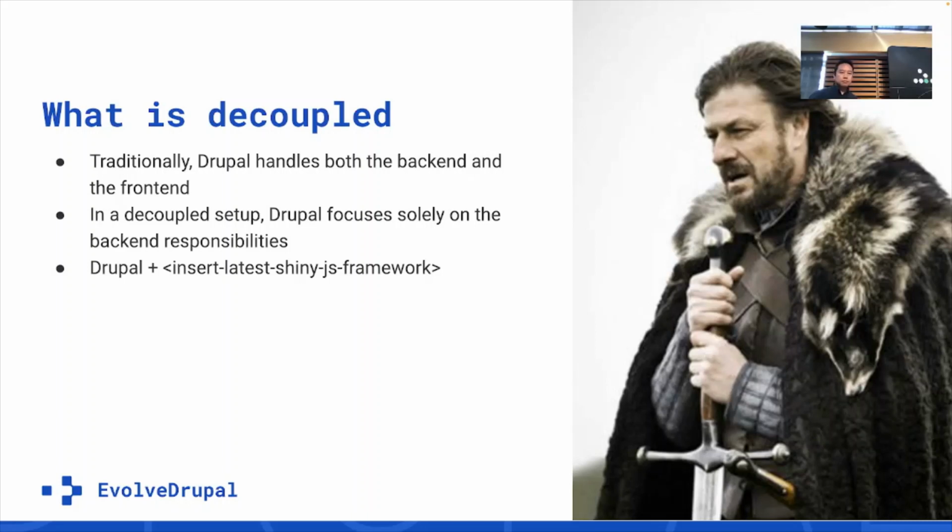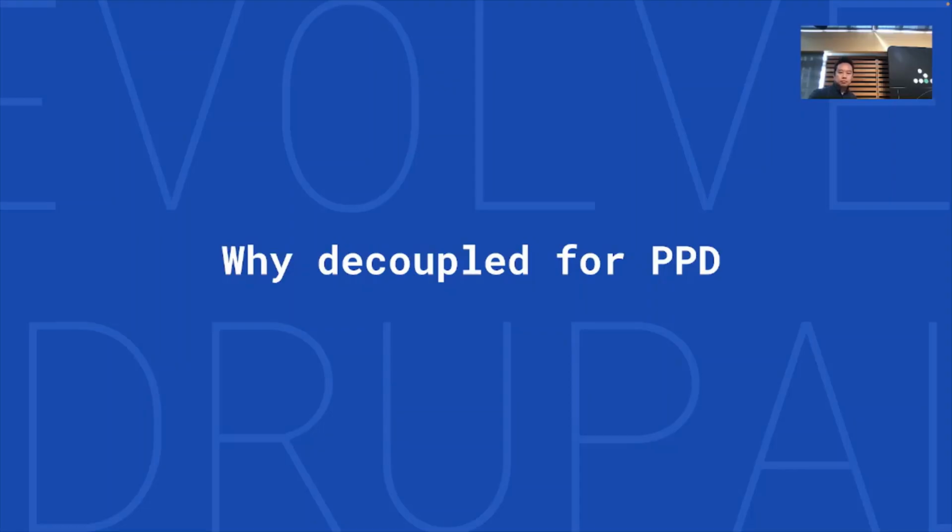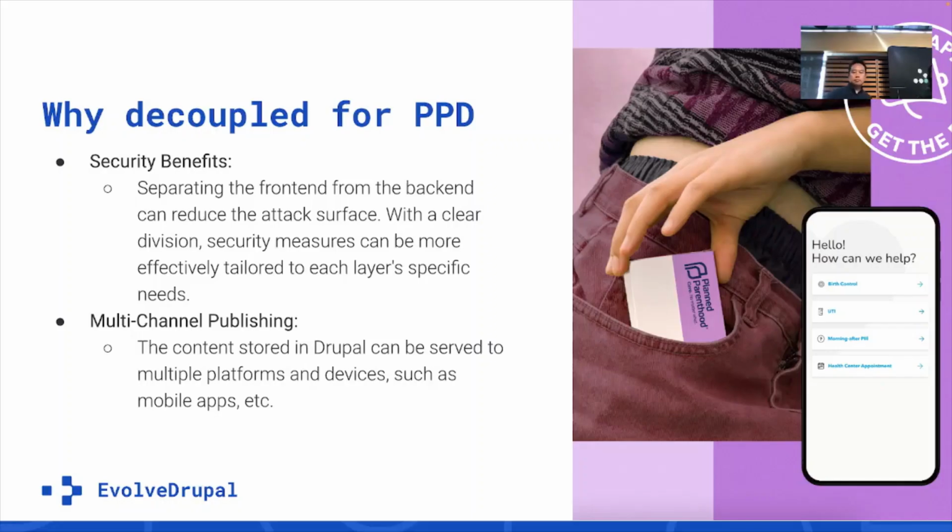And why did we actually choose the decoupled approach for the PPD project? First of all, security. Given the context of our client and the hostile political climate, our client wanted the website to be very secure. Using the decoupled approach, we can achieve this because the front end can always stay online even if we receive a cyber attack on the backend.